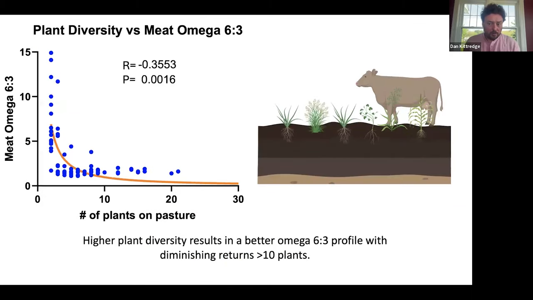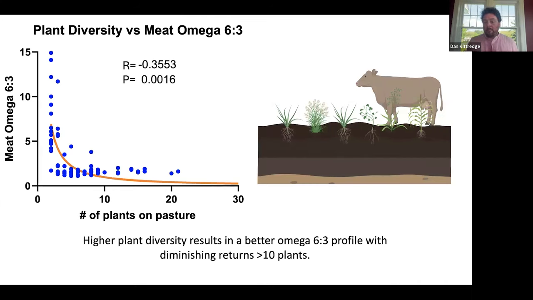All right. So again, what are we finding? It looks like the diversity of the pasture, the number of plants that cow has access to eat, directly connects to the omega-6, omega-3 ratio. So you can see it there. Higher plant diversity results in a better omega-6-3 profile with diminishing returns after 10 different species.